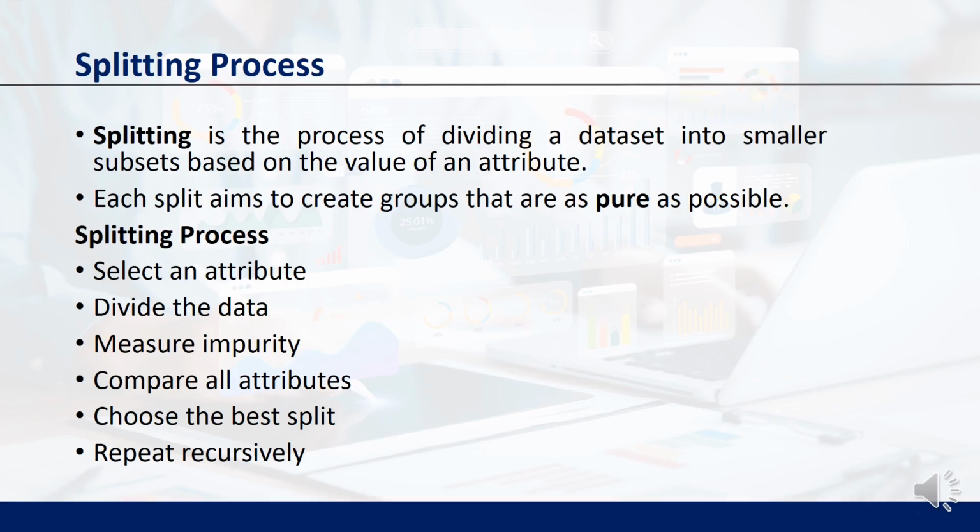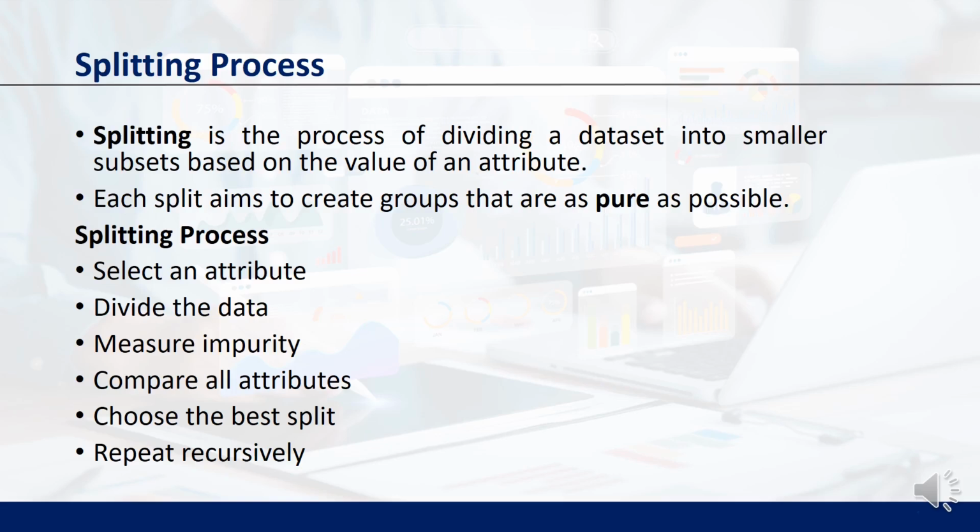Now we reach the central process in decision tree construction, splitting. Splitting means dividing a dataset into smaller subsets based on the value of an attribute. Let us take an example. Suppose we want to predict whether a customer will purchase a product or not. We have attributes such as age, income, membership, and previous purchases. The algorithm needs to decide which attribute should be used to split the data.